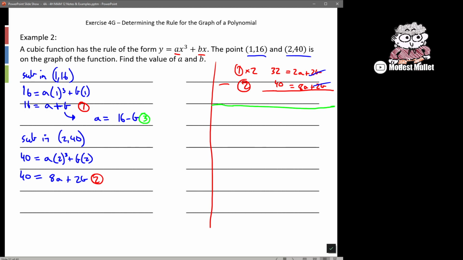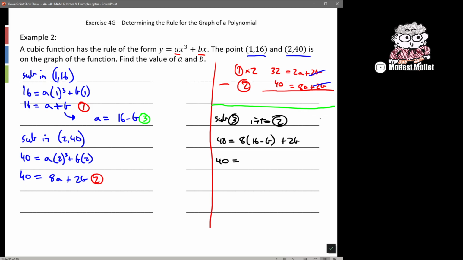And I can substitute that straight into equation 2. I'm going to sub 3 into 2, and I get 40 is equal to 8 by (16 take away b) plus 2b, so I get 40 is equal to 8 by 16 is, well, 8 10s are 80 plus 8 6s are 40.